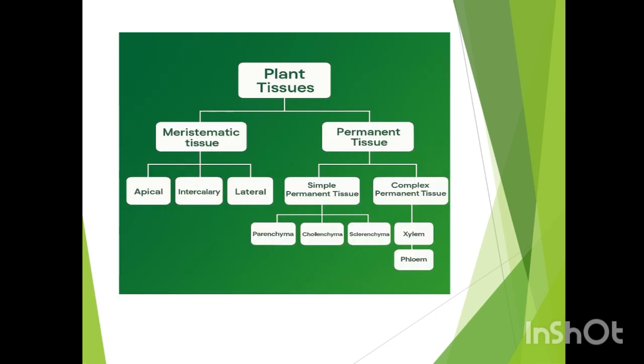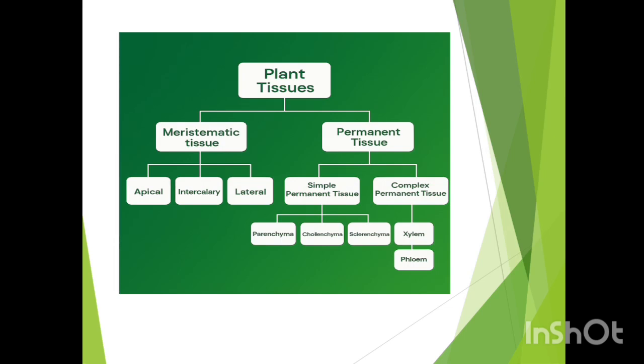Plant tissues are classified into meristematic tissues and permanent tissues. So meristematic tissues are the dividing tissues. They are further classified into apical tissue, intercalary tissue, and lateral meristematic tissues. Whereas the permanent tissues are divided into simple and complex permanent tissues.